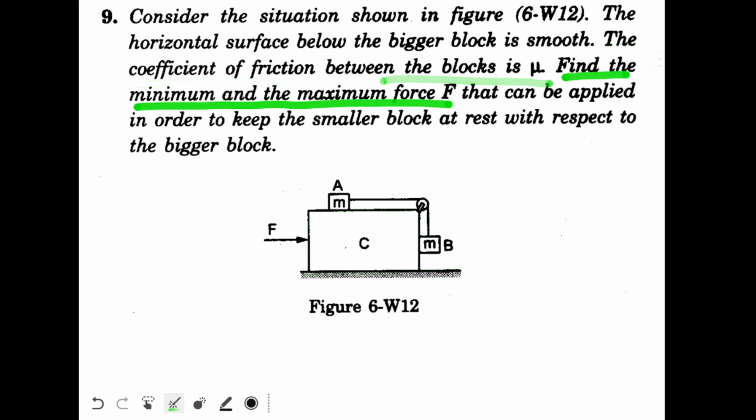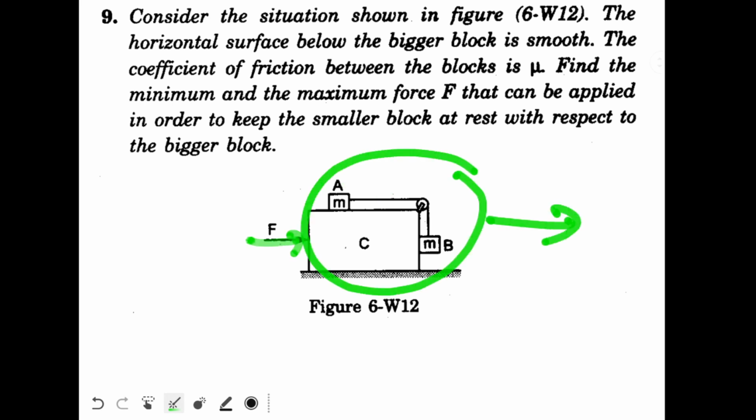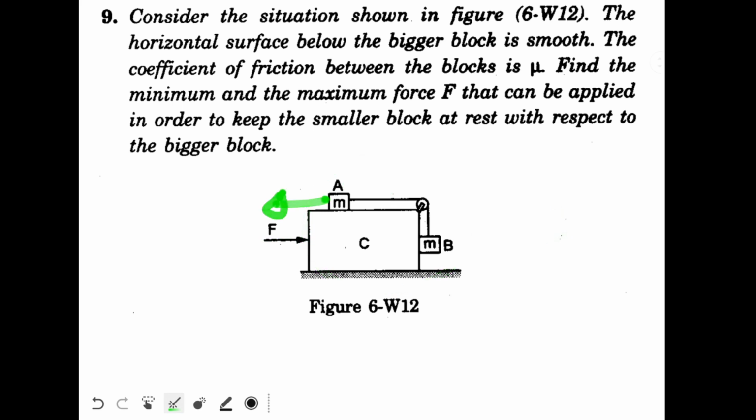Find the minimum and maximum force F that can be applied in order to keep the block at rest with respect to bigger block. So between this B and C friction is mu, between A and C friction coefficient is mu. Now see, when the force is not acting, then the block B will try to fall down and pulling the block A in this direction. Okay. So when you apply the force F, the whole system will accelerate in this direction, because of which a pseudo force will start acting on the block A in backward direction with respect to block C. So the pseudo force will help prevent the blocks from falling down. So that's what we have to compare over here.